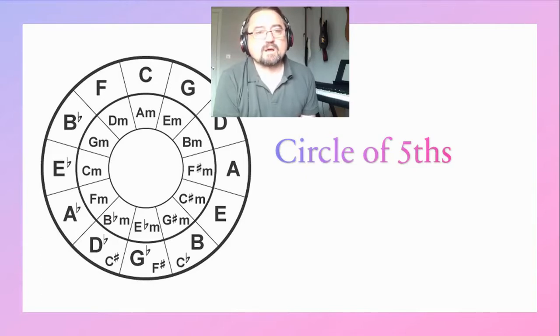The inner circle has the relative minor keys, so A minor, E minor, B minor. The relative minor of C is A minor, of G is E minor, of D is B minor, etc. C major has no sharps or flats, G major has one sharp, D major has two, A major three sharps, E major four, B major five, and F sharp major six. So that's what we're going to focus on today.